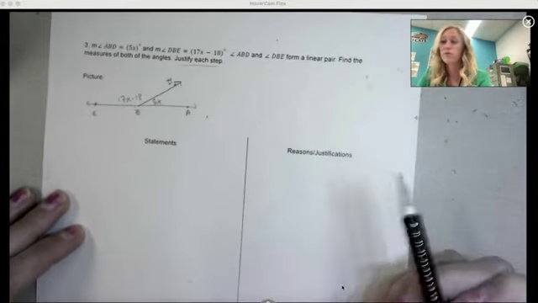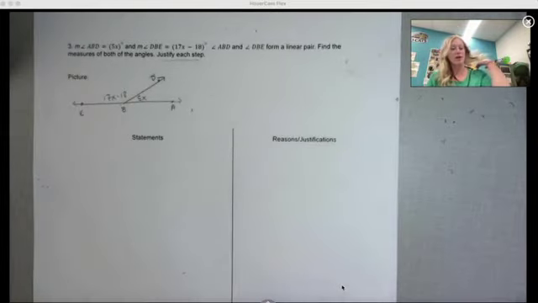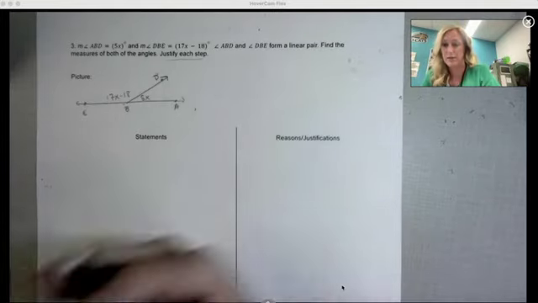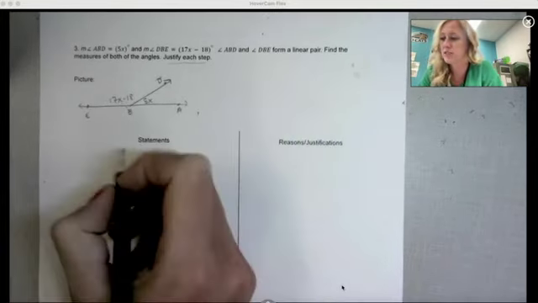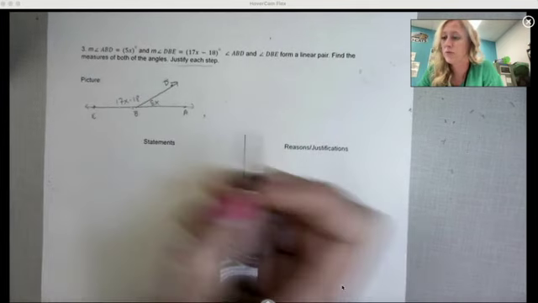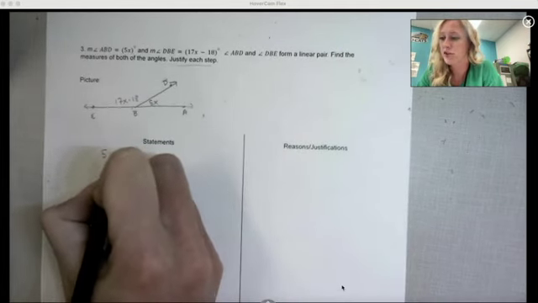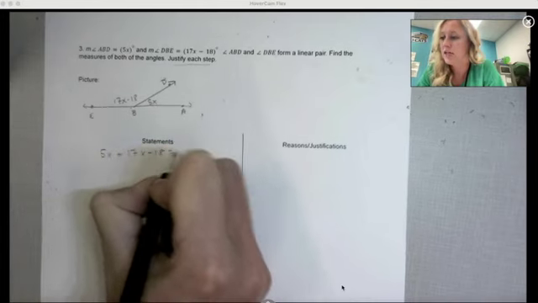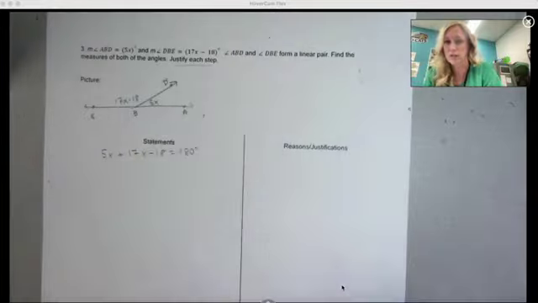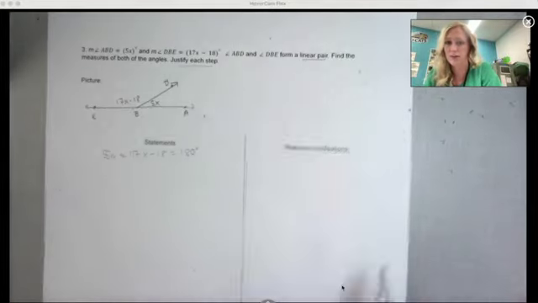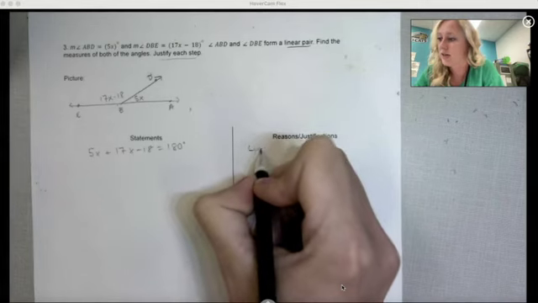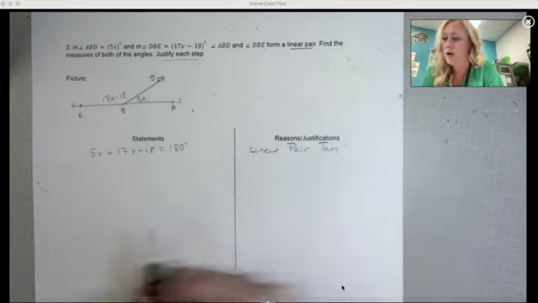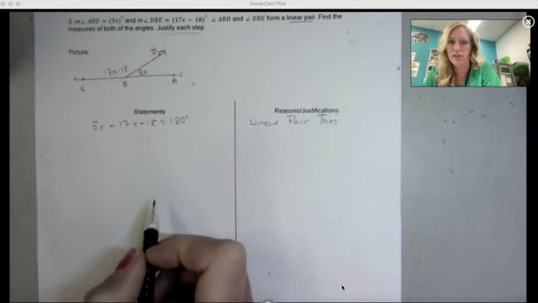Find the measures of both angles, justify each step. So we've got our picture, and we know that these two angles form a linear pair, which was given to us. So we are going to set up an equation to find x. Because those are a linear pair, they should add to 180. So I'm going to write 5x plus 17x minus 18 equals 180. Now, how did I know to set those to 180? I knew that because they are a linear pair. So that is the linear pair theorem.